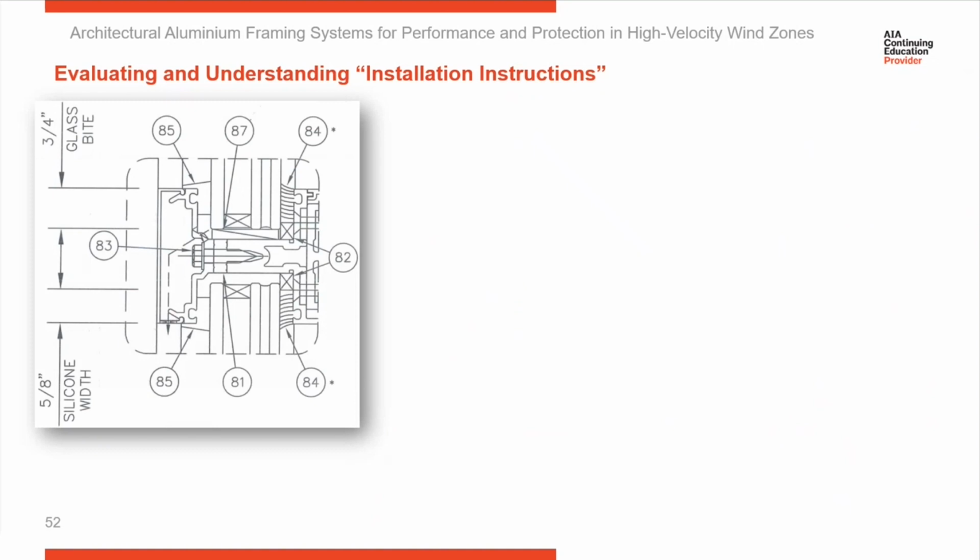Let's evaluate if our glass sizes are within what was tested. Here you can see an example of a curtain wall horizontal detail. The glass bite is indicated, and the width of the structural silicone seal, which is adhering the glass back to the frames, is called out here. You can see those critical dimensions shown there.